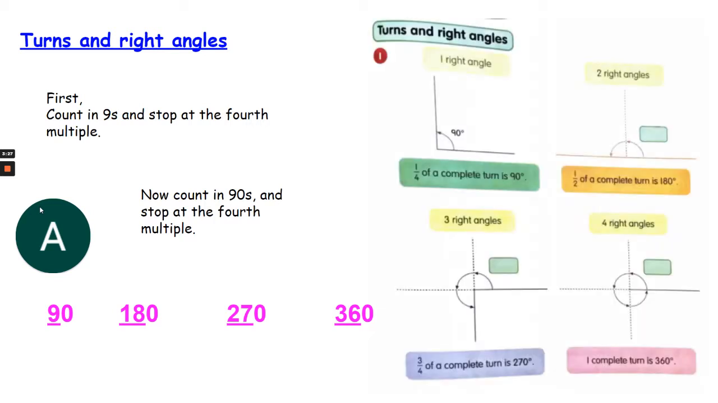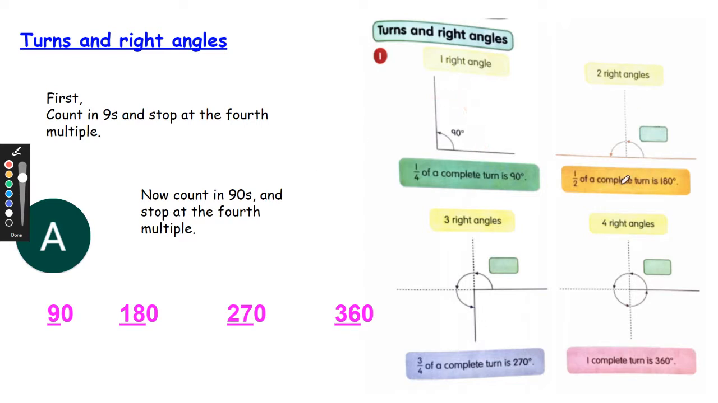Now, the reason why we need to know this is because we're looking at turns now. So what I want you to do is have a look at this one here. Okay, so I've got one right angle. We can link it also to our fractions. We can say that 90 degrees is a quarter of a complete turn. So one right angle is a quarter of a complete turn, and that's 90 degrees. So if I turn 90 degrees, I'm turning a quarter of the way round.